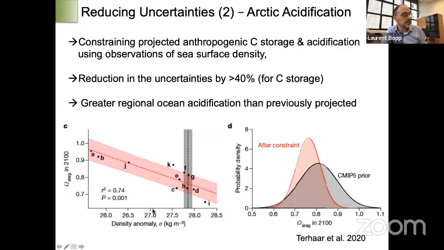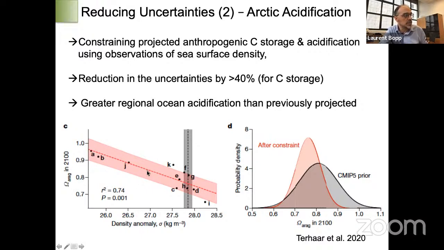So basically you have here a relationship between the density anomalies at the surface in the Barents Sea in the different models. So each dot is one model, and the amount of anthropogenic carbon that is projected to be stored in the Arctic Ocean at the end of the 21st century, or the acidification threshold in the 21st century. And so the denser the waters, the sooner the acidification threshold is reached, and the less dense the water, the later this acidification threshold will be reached.